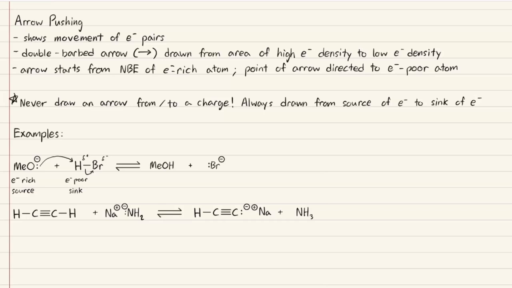The azonide anion has an electron-rich nitrogen, which will be the source of electrons. Acetylene has a weakly acidic proton, which will be the sink or final destination of the electrons. Now we're ready to draw the arrows again.